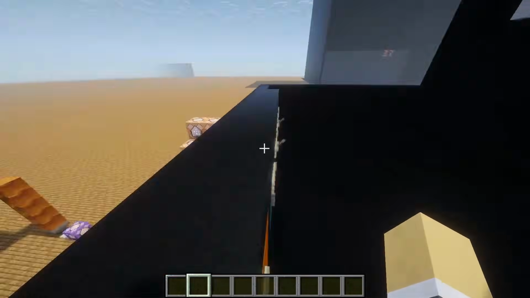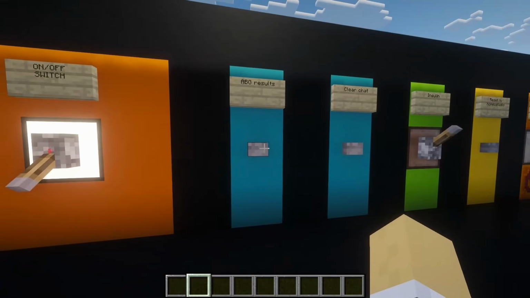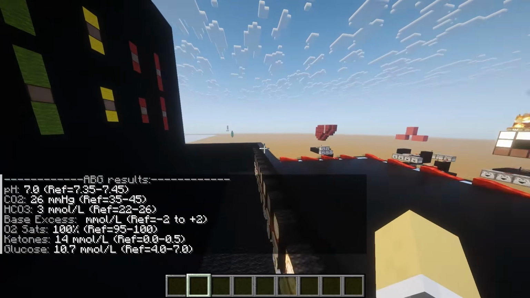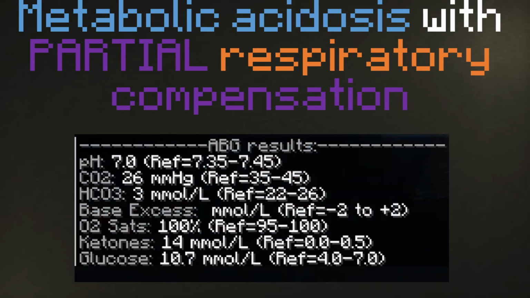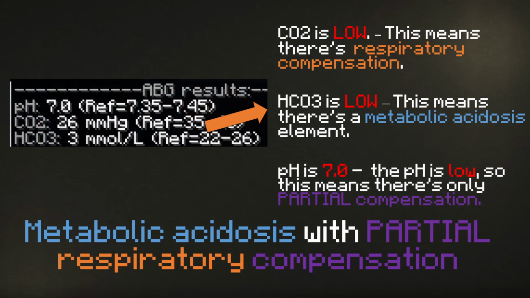So if we take this ABG here, you can see that the lungs are working overtime, and the pH is still acidotic. We call this state metabolic acidosis with partial respiratory compensation. We can tell this is metabolic acidosis because the patient has a low bicarbonate, and we can tell the lungs are helping because the carbon dioxide level is low, which means the respiratory system is helping to compensate. Though, because the pH is still acidotic in spite of this compensation, we call it a partial compensation.